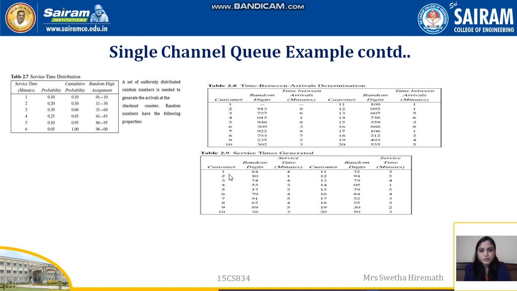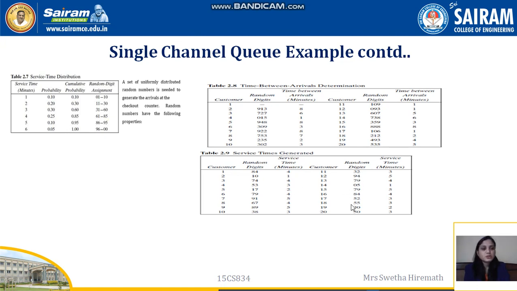Here, for the first customer, the random digit we have considered is 84. We have to check in which range 84 falls. We can see here 61 to 85. For 61 to 85, the service time is 4. So that 4 I'll be considering here. Then we go for the second customer. The value is 10. We check in which range it lies: 01 to 10. So the service time is 1. That value will be considered here as service time.